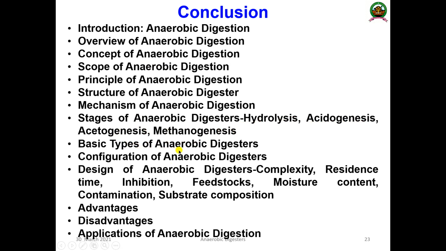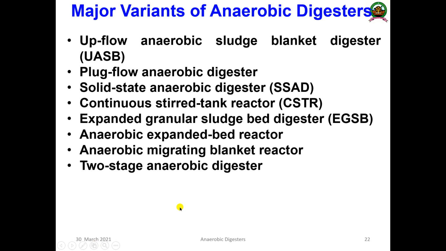What are the basic types of anaerobic digester? One is wet, another one is dry digester. How will you configure the anaerobic digester, and what are the design criteria such as complexities, the residence time, inhibition, feedstock, moisture content, contamination, and substrate compositions. Next one is the advantages. Then we have discussed the disadvantages and what are the applications of the digestion. Then what are the major variants and future designs of anaerobic digester.